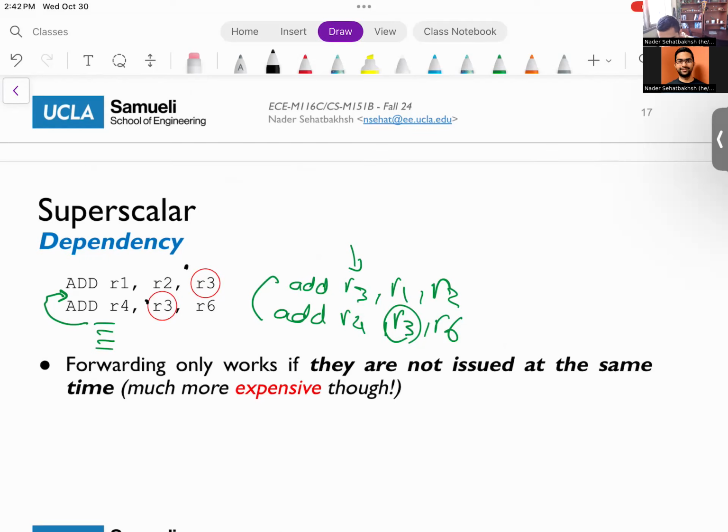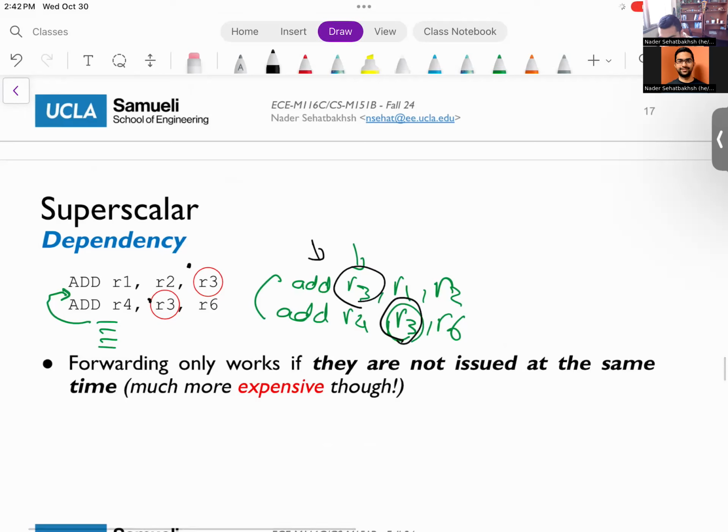For example, this one is not a dependency, but what if, for example, we have something like this here, where your R3 here or X3 here and your X3 here are dependent on each other. So basically the second one needs to read the value of this one. And remember, forwarding is not going to be helpful in this case. The reason for it is that these two instructions are at the same stage in the pipeline, so you cannot really forward from one to another. So you cannot, what we call, issue these two instructions. We cannot fetch these two instructions at the same time.